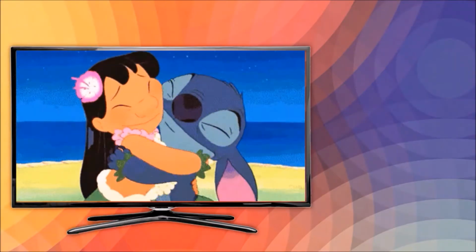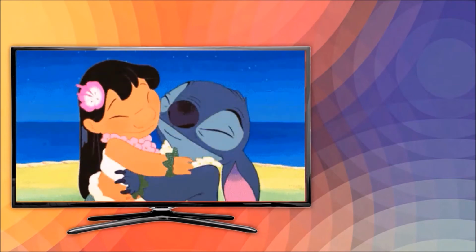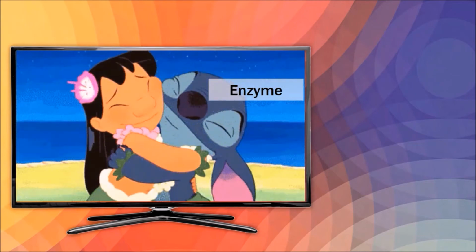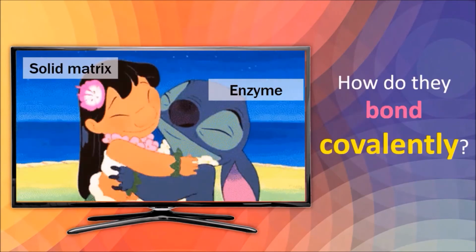Oh, look at them. How sweet are they? So, imagine Snitch is the enzyme, Lido is the solid matrix support. How do they bond covalently?